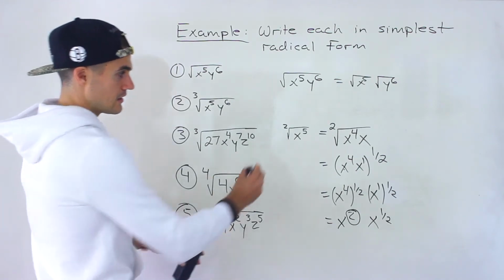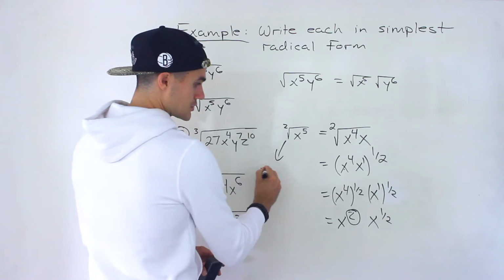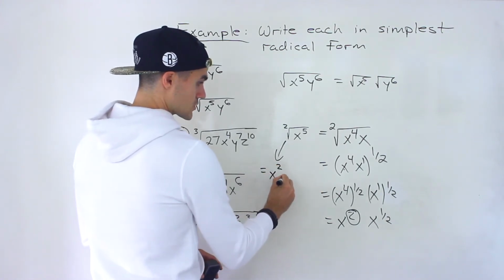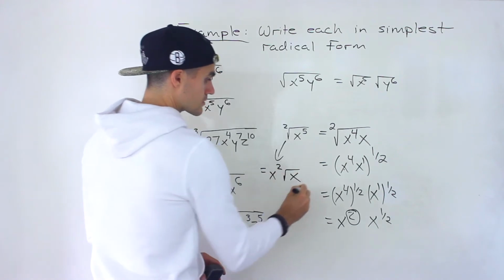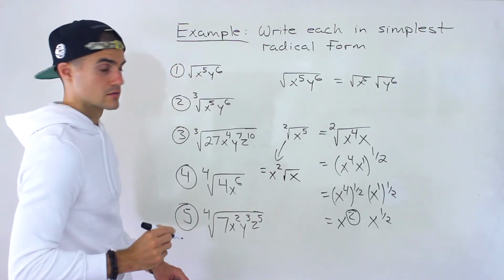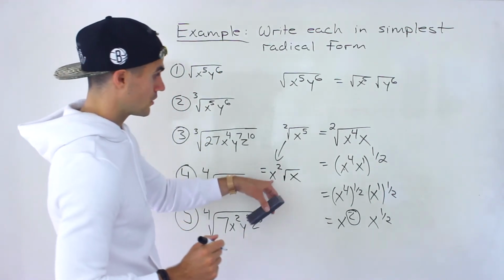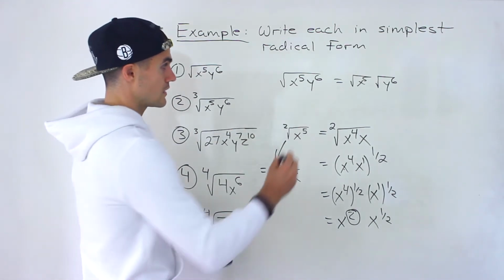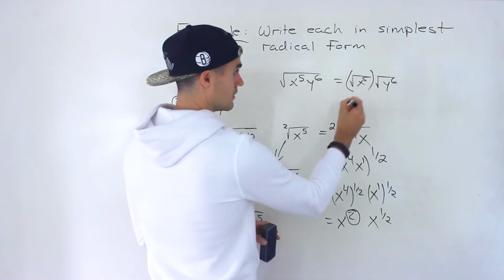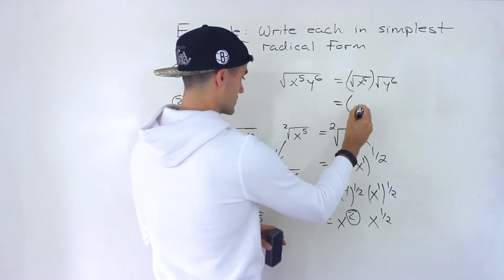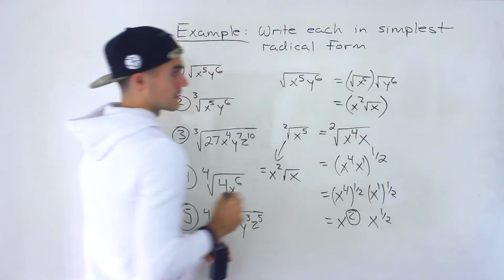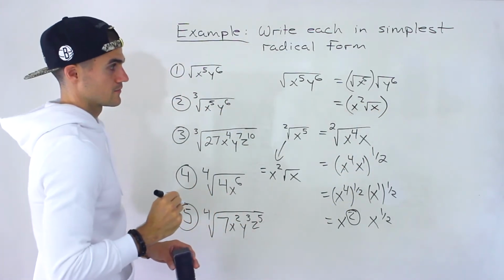And so this here, it actually simplifies to x squared, the square root of x. Right? That's part of the simplification for this. This term here simplifies to x squared times the square root of x.